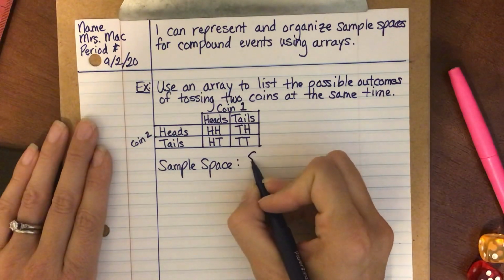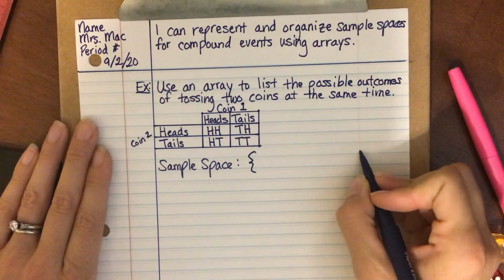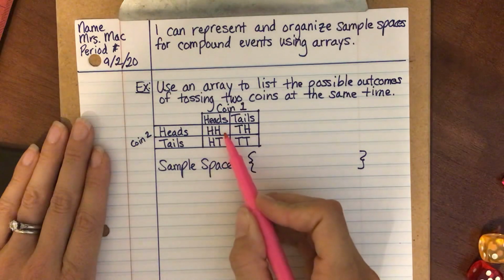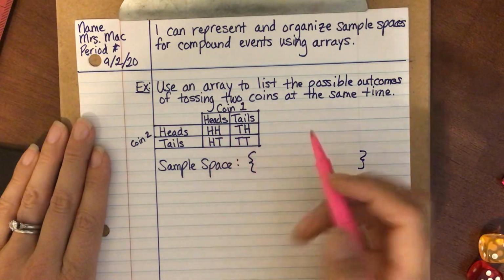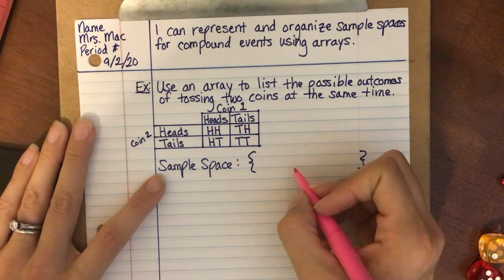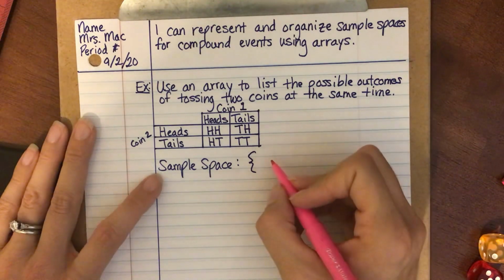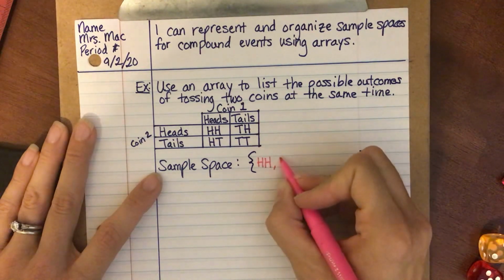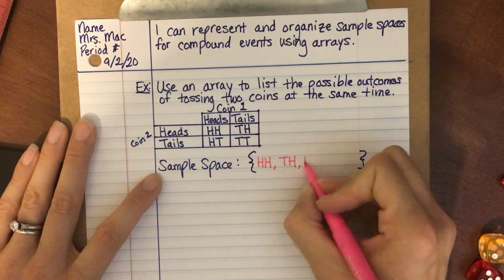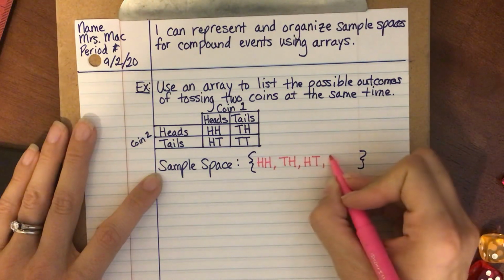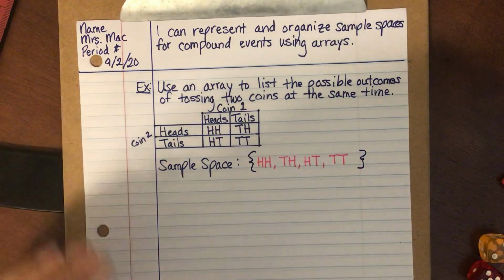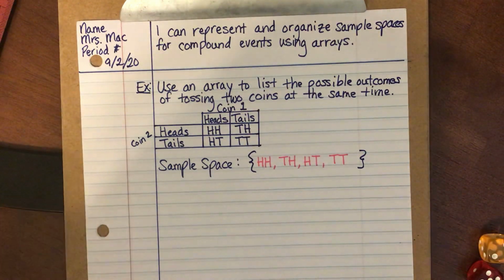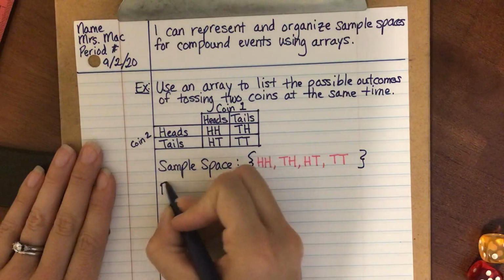Again, we're going to use our brackets like this. Now what we're going to do for the sample space is list out everything that's inside of our array. So the possible outcomes from this compound probability are: you can either get heads, heads. You can get tails, heads. You can get heads, tails. Or you can get tails, tails. So that is the sample space for this probability. And let's actually look at this with a probability model too.